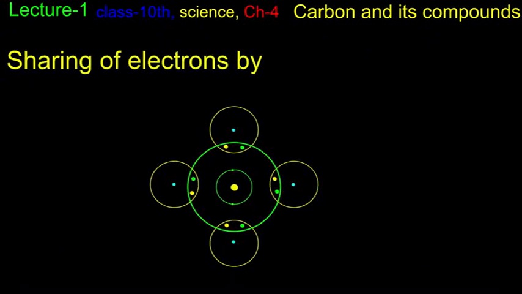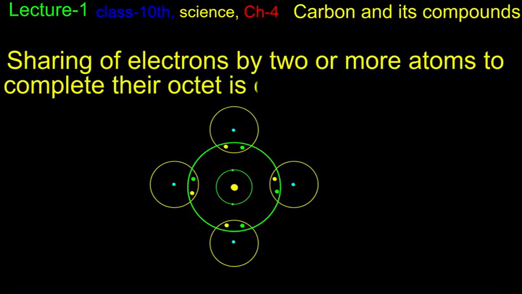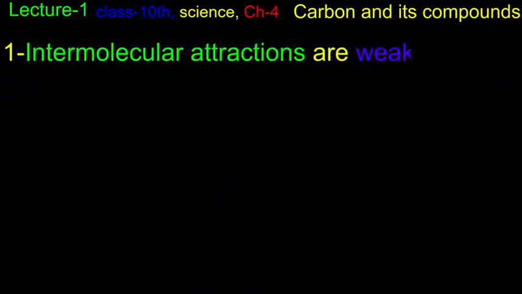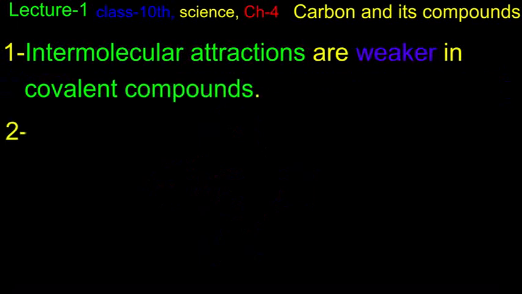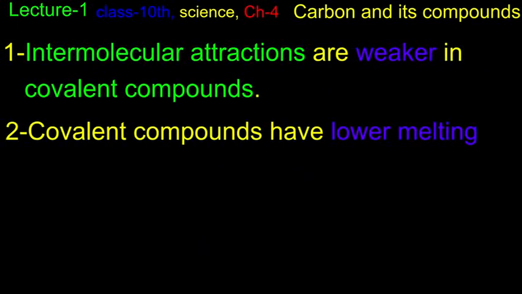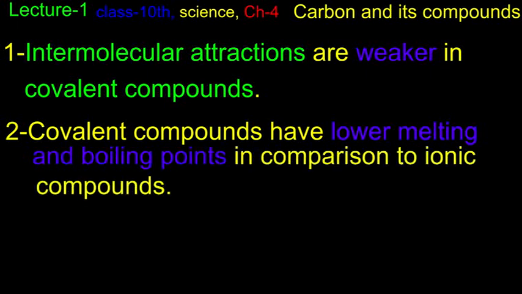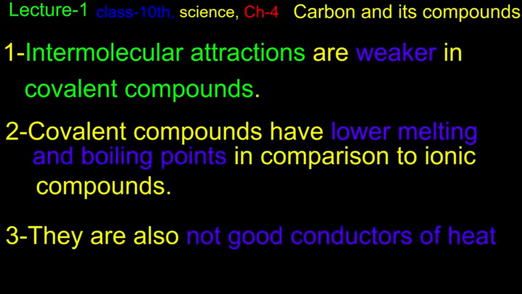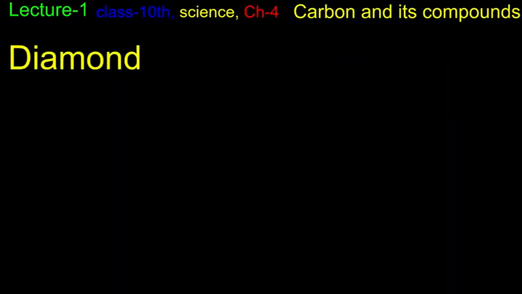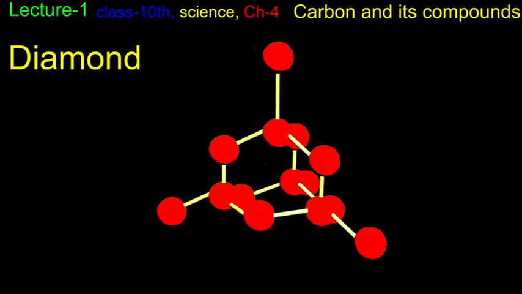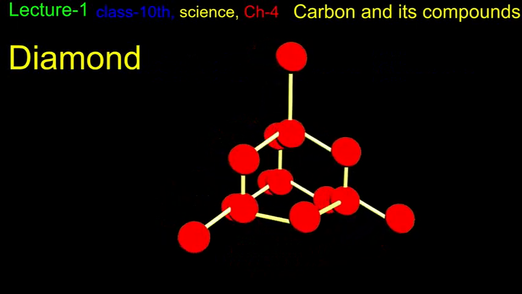Sharing of electrons by two or more atoms to complete their octet is called covalent bonding. Intermolecular attractions are weaker in covalent compounds. Therefore, covalent compounds have lower melting and boiling points in comparison to ionic compounds. They are also not good conductors of heat and electricity. Carbon exists in different forms. One of the forms is diamond. In diamond, carbon atoms are bonded three-dimensionally. They form a rigid structure.